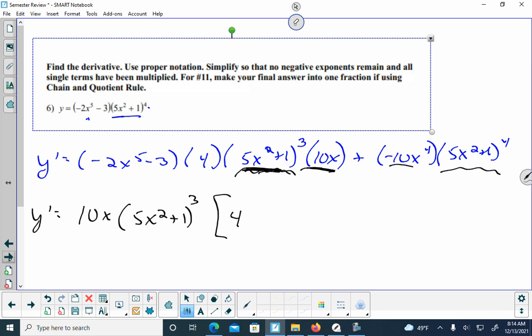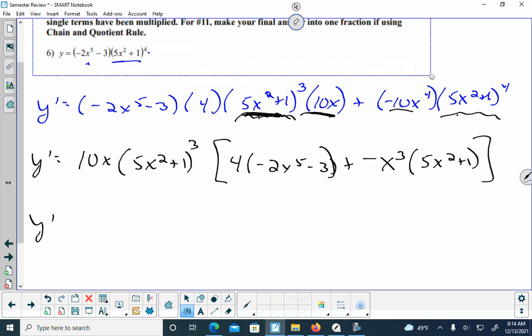So I'm left with 4 times negative 2x to the fifth minus 3. And then plus, I factored out 10x, but I still have this negative sign. So I'm going to put that there. And I still have x to the third, because there's x to the fourth. And then I have one of these guys left, 5x squared plus 1, because I only factored out to the third power. So I have 10x times 5x squared plus 1 to the third. Here I'm going to distribute, so I'm going to have negative 8x to the fifth minus 12.